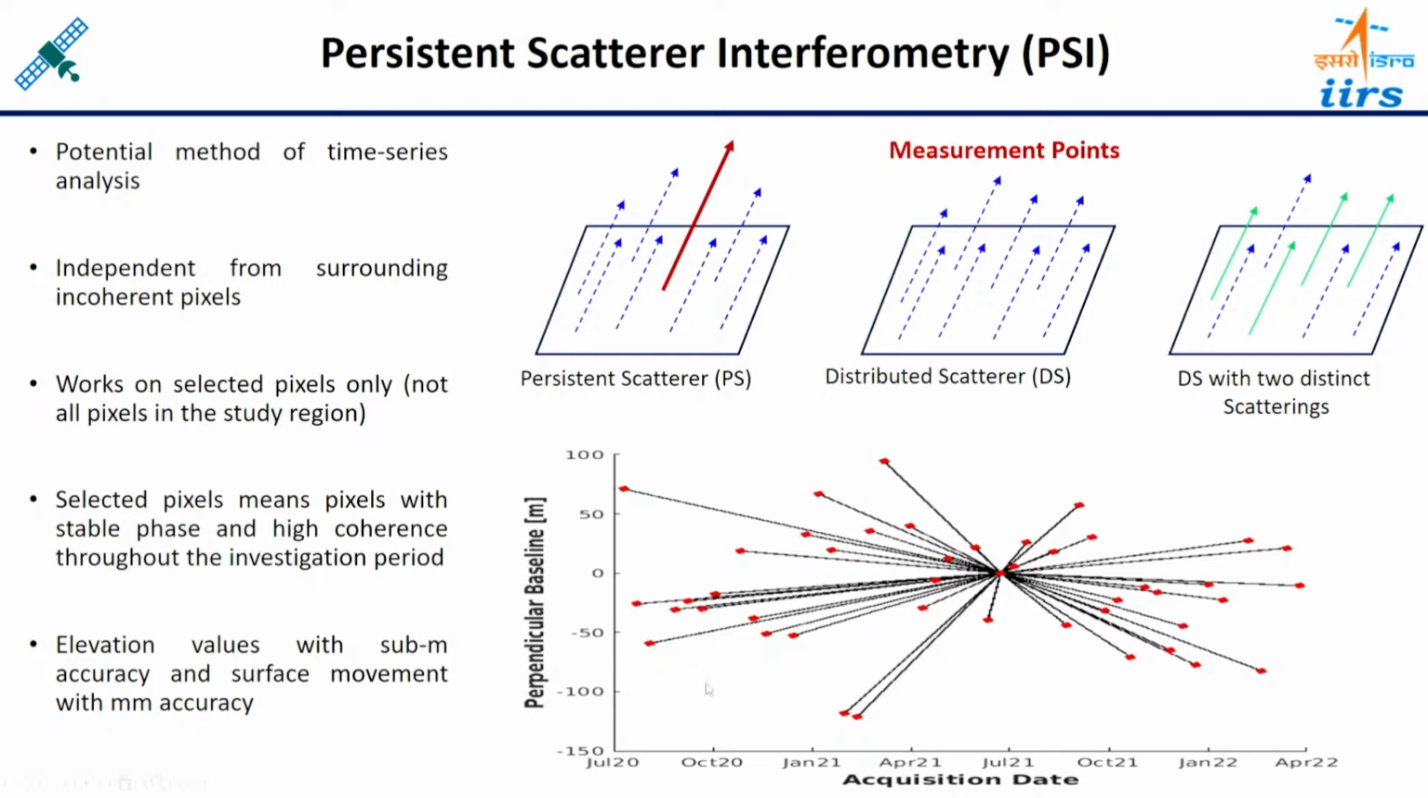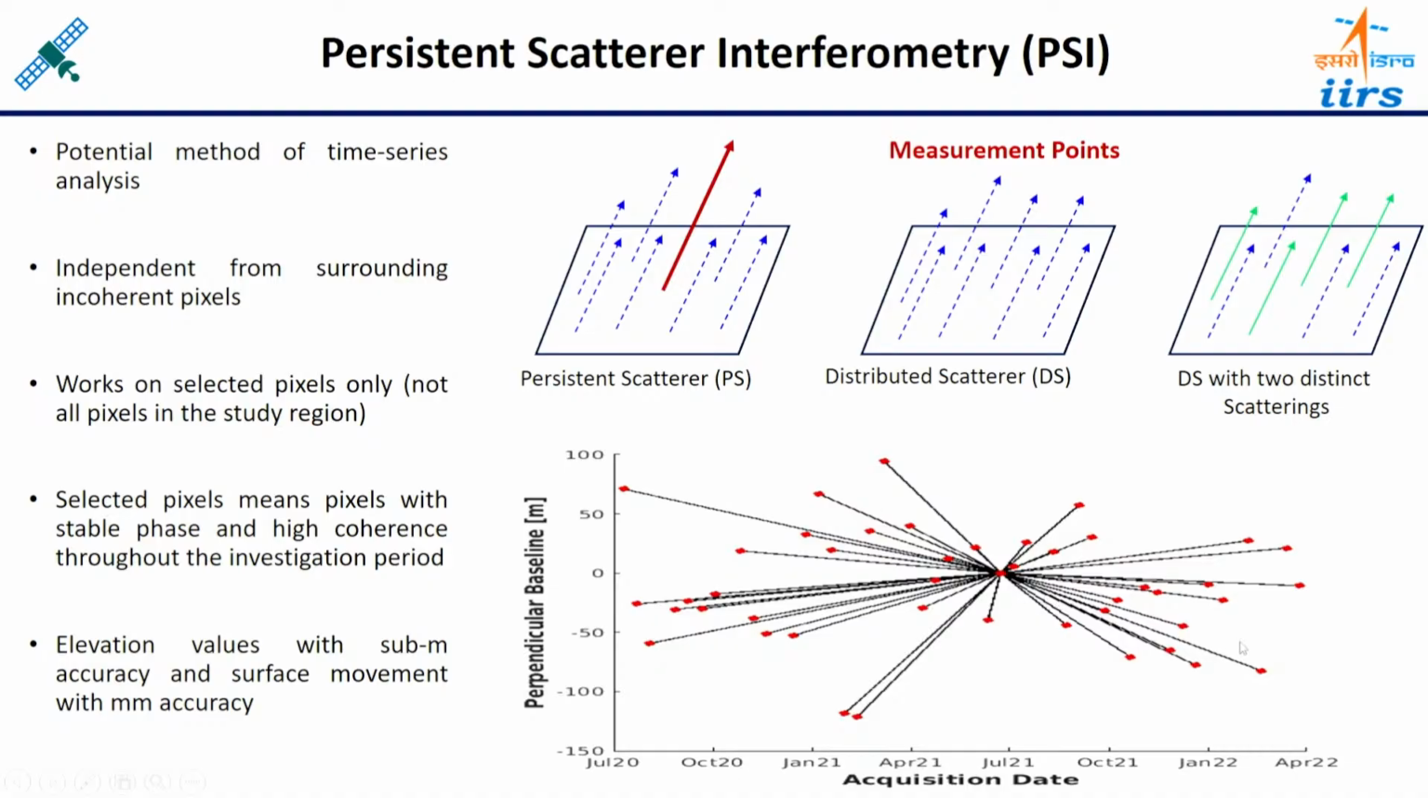So if you see in this particular graph, this side is the temporal baseline, or you can say the acquisition date, and this side the perpendicular baseline is shown, and the red dots represent the times at which the images were acquired. So many red dots are there, meaning so many images, and out of them one image is considered as the reference image. Then from the reference image, pairs with the other images are constructed, like a pair between this and this image, this and this image, this and this.